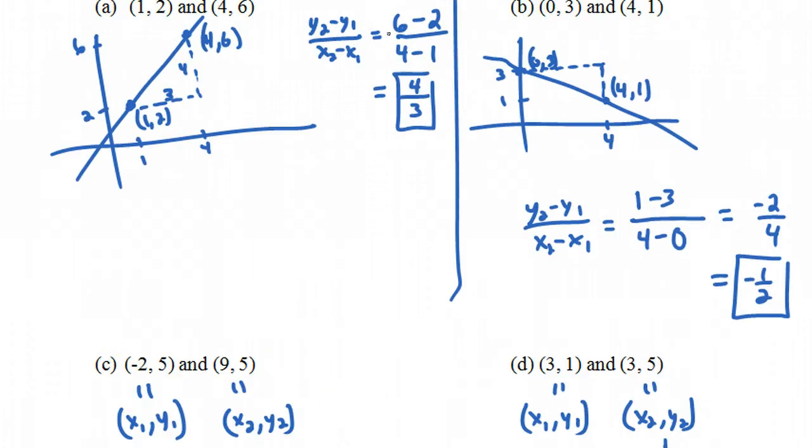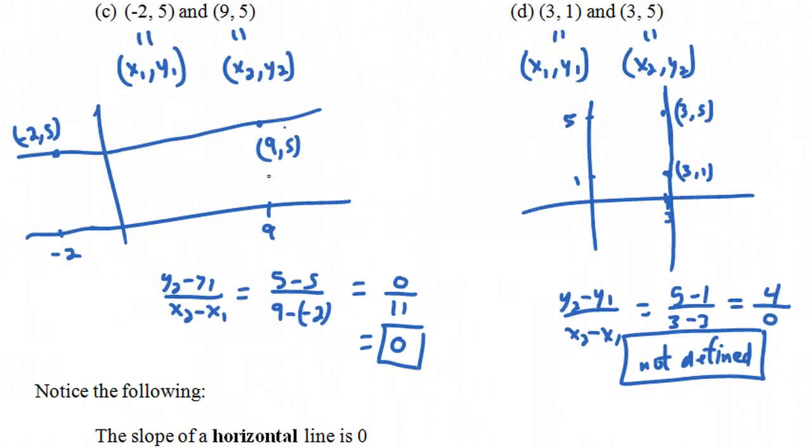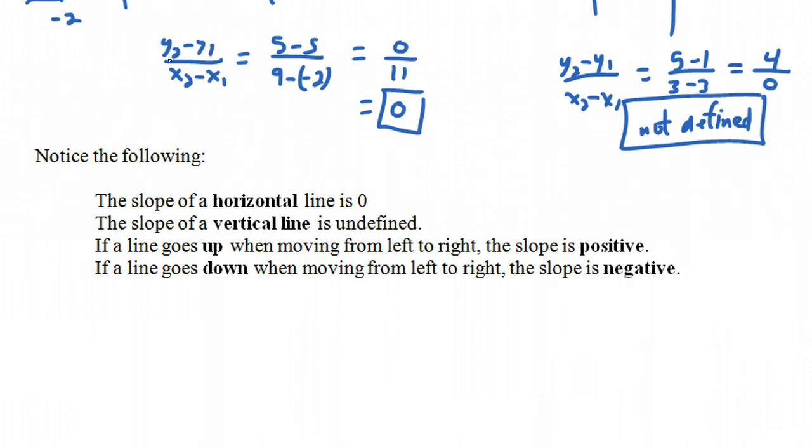So the 4 things we illustrated here are that if you have a line that as you go left to right it's going up, that's a positive slope. As you go left to right, if the line is going down, that's a negative slope. If you have a horizontal line, that would be slope 0, and if you have a vertical line, the slope is undefined. So I've pointed out all these facts right here.